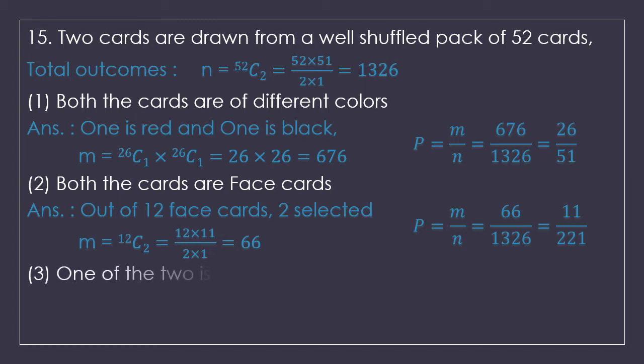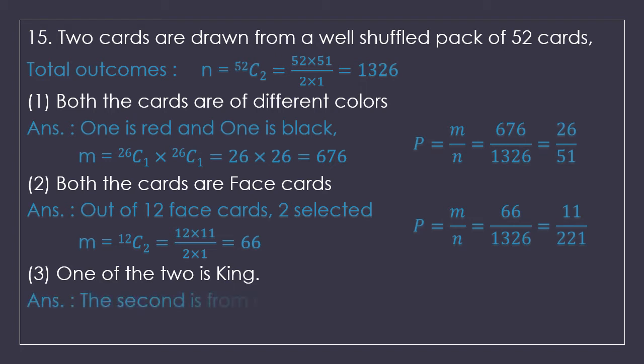The third sub question, one of the 2 is king. Now the question here is that one of the 2 is king. That means one card is king, then the other could be from the remaining 48 cards. Now how come it is 48? There are 4 kings in a pack of 52 cards. So when we select one king, the remaining kings are removed from the 52 cards and the remaining cards are 48. So one king from 4 kings and one card from 48 cards.